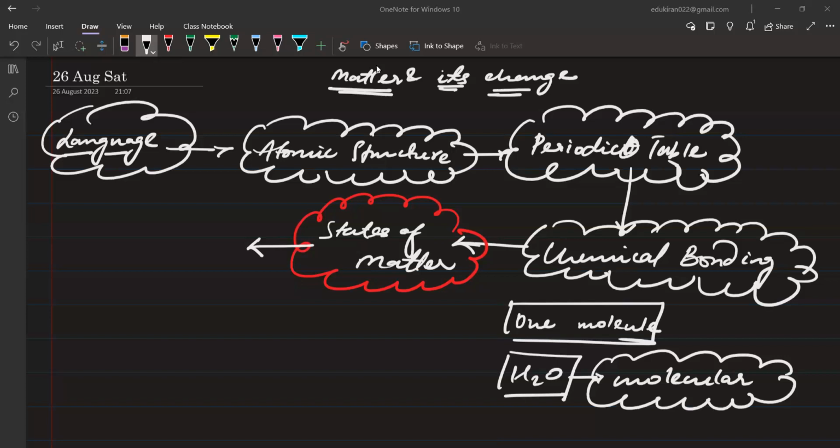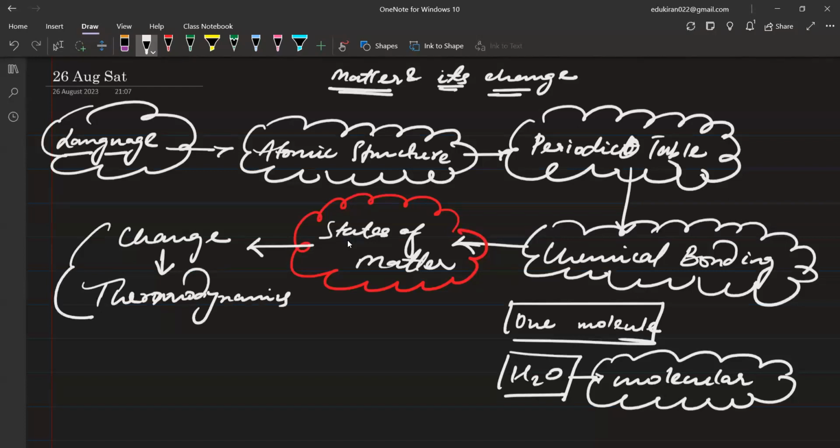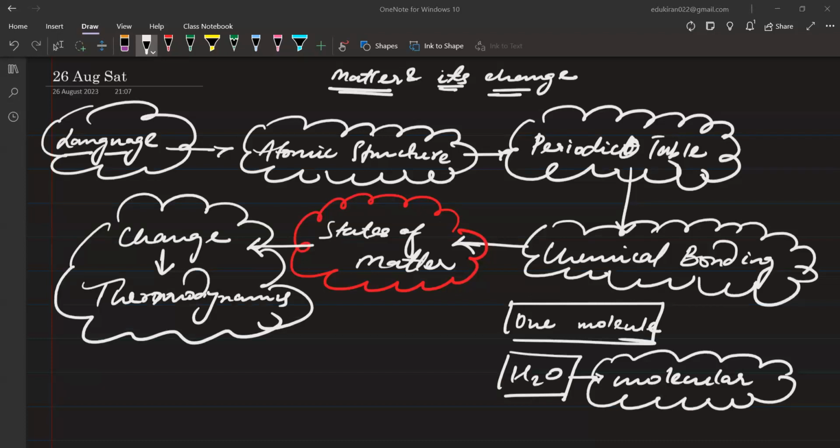Till here we were talking about matter. Now we will be studying about its change. Now that will be dealt with thermodynamics. That will be dealt by thermodynamics. Okay.